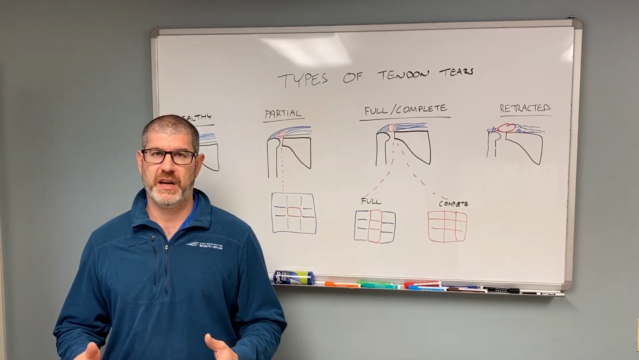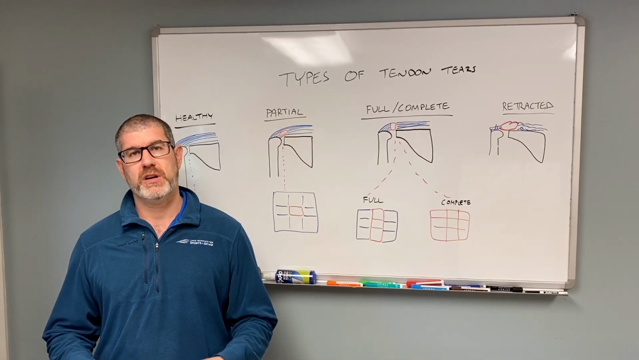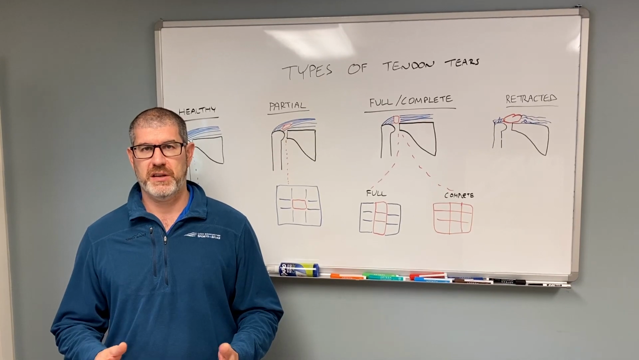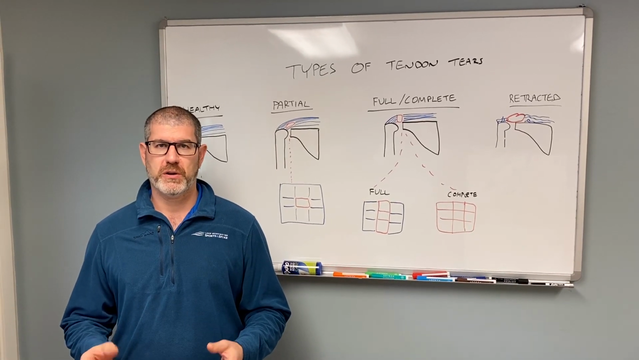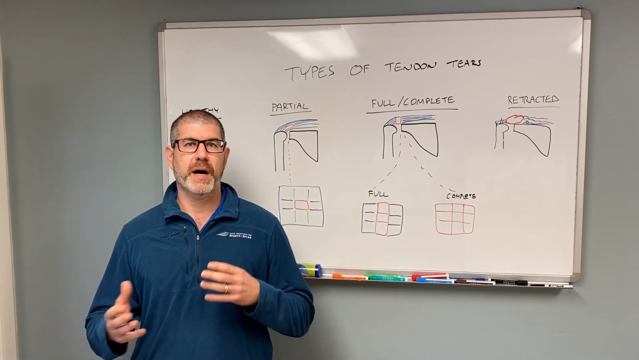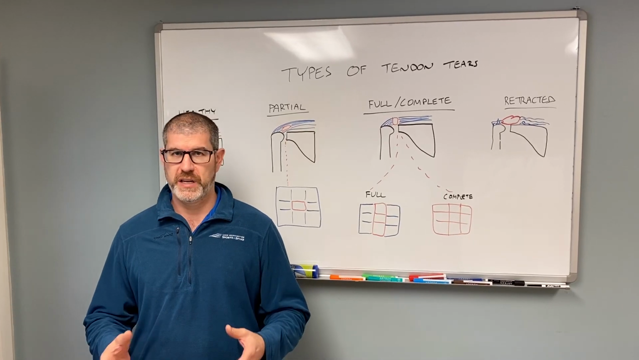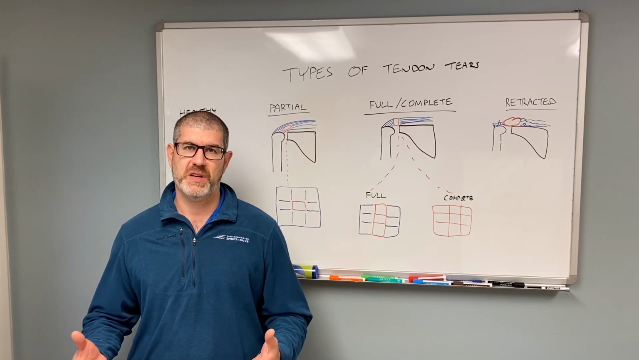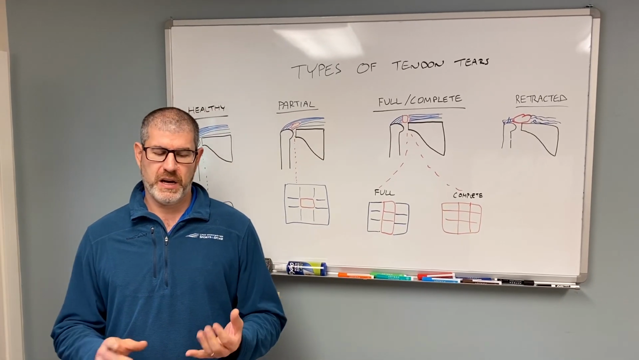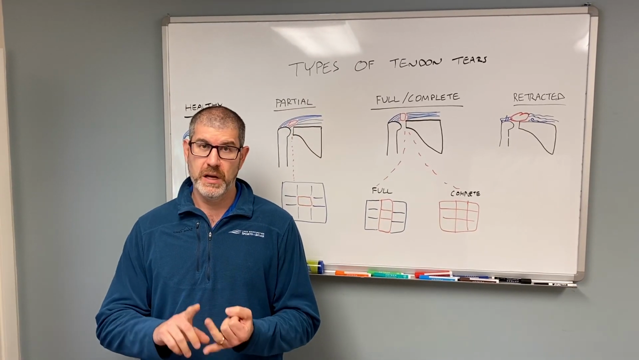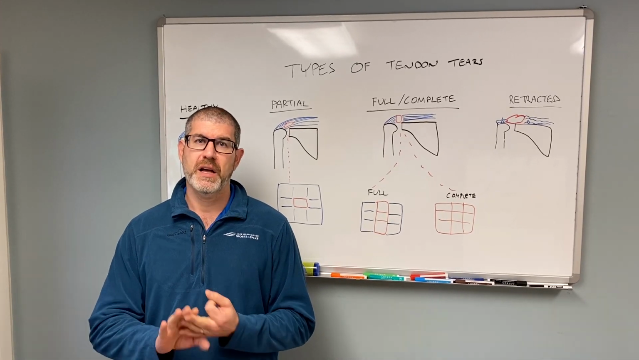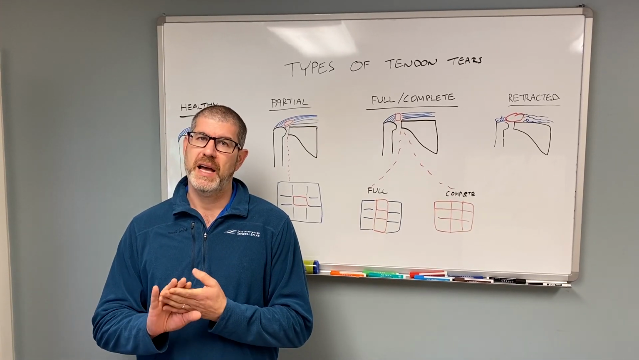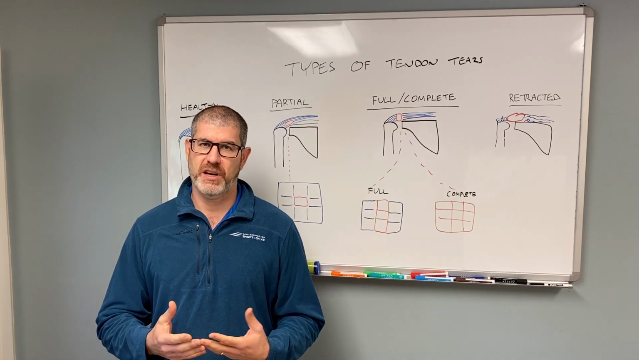Different types of tendon tears. I'm going to be using the rotator cuff, specifically the supraspinatus tendon, which is the most commonly injured rotator cuff tendon, as sort of the model, but this principle applies to other tendons in the shoulder, knee, hip. Just in general, it's discussing the different subtypes of tears. So the main subtypes of tears are either no tear at all, a partial thickness tear, a full thickness tear, a complete tear, and a retracted tear.